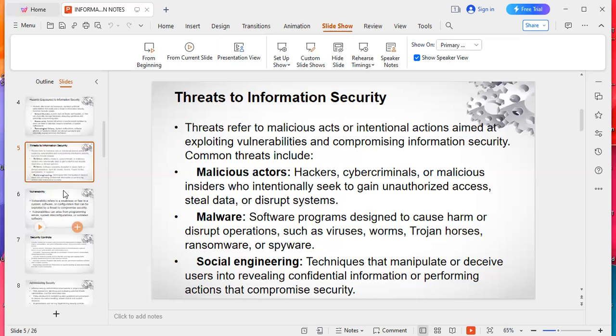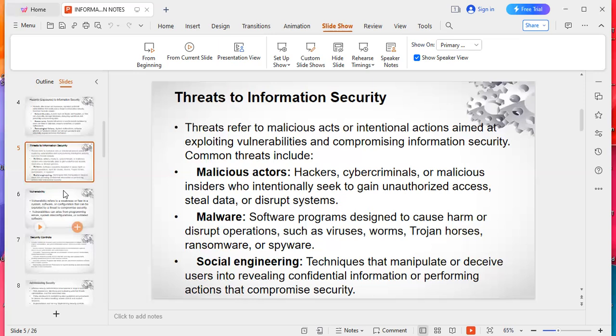The second example of a threat is malware. These are malicious software, they're called malware. These are software programs which are made to cause harm or disrupt operations. Examples of these are things like viruses, worms, Trojan horses, spyware, among others.